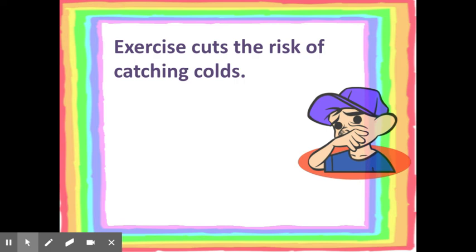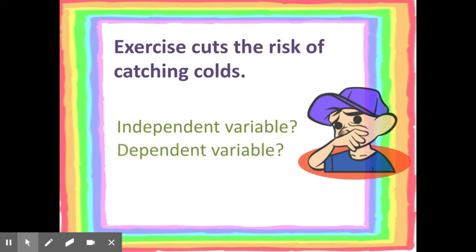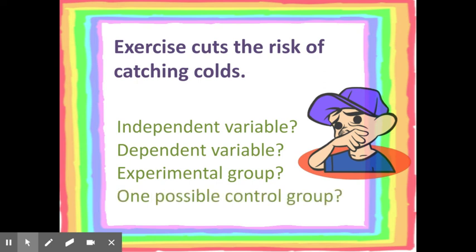So here, exercise cuts the risk of catching colds. Independent variable? If you answered exercise, that's correct. What's the dependent variable? If you answered risk of catching colds, that's also correct. What's our experimental group? The people doing exercise. And what's one possible control group?